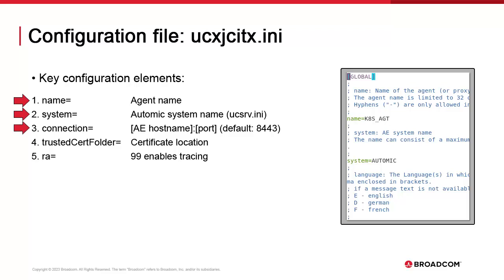Connection equal is the host name or DNS name and ports. The default port is 8443. You can use trusted cert folder equal to point to the location of the TLS certificate. If you've employed another method, like a commercial certificate and the CA cert file, then you should use that instead. Finally, you can set RA equal to either 0 or 99. The latter enables full tracing and generates files in the temp directory, which is created when the agent is started. Be sure to only enable tracing for troubleshooting purposes. If the agent is running without problems, tracing should be set to 0.